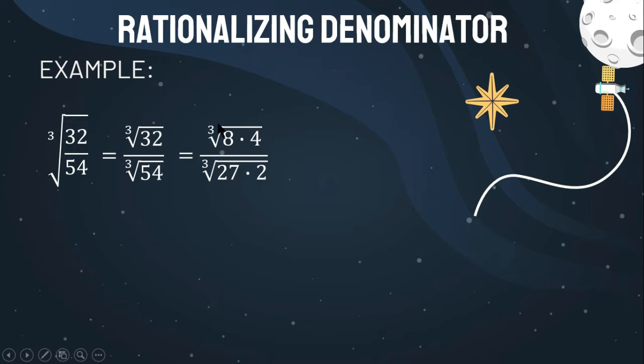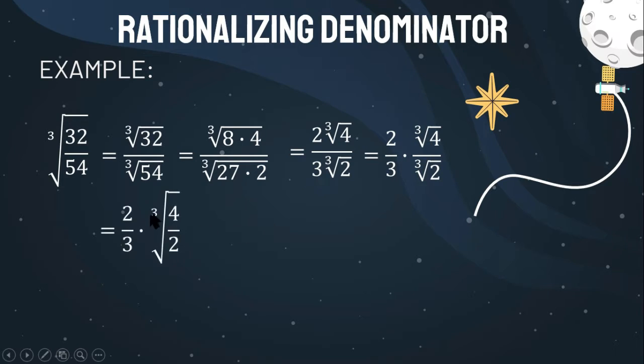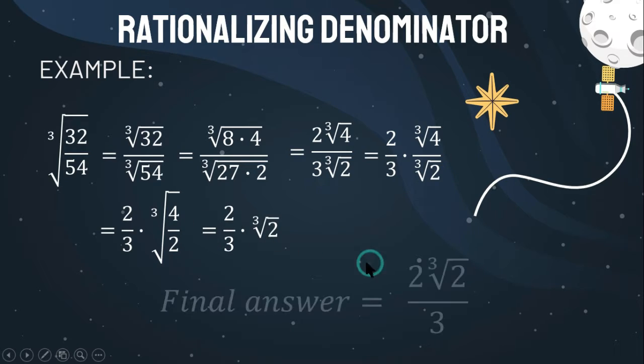Okay, so simplify it. Cube root of 8 is equal to 2, and cube root of 27 is equal to 3. So what we have left is cube root of 4 over cube root of 2. We can combine this since they have the same index. So 4 over 2, we can just separate it. 2 over 3 times cube root of 4, cube root of 2, and then combine it. And then 4 divided by 2 is equal to 2, and then recombine it. So the answer is 2 cube root of 2 over 3.